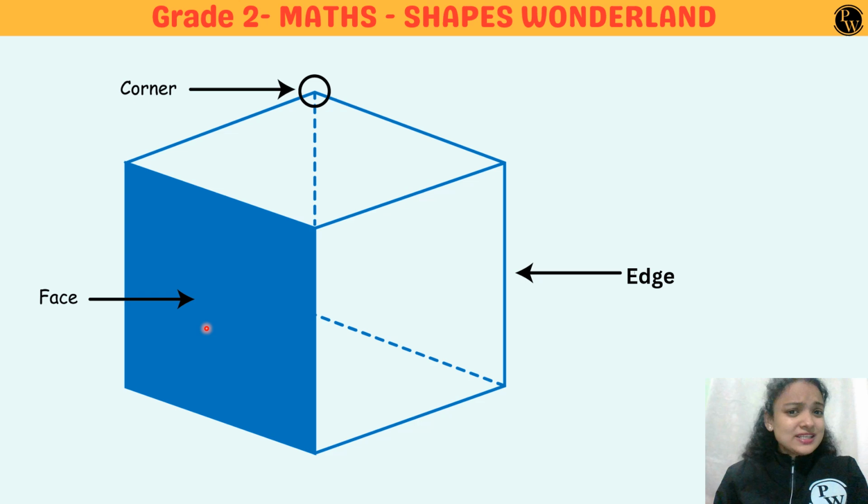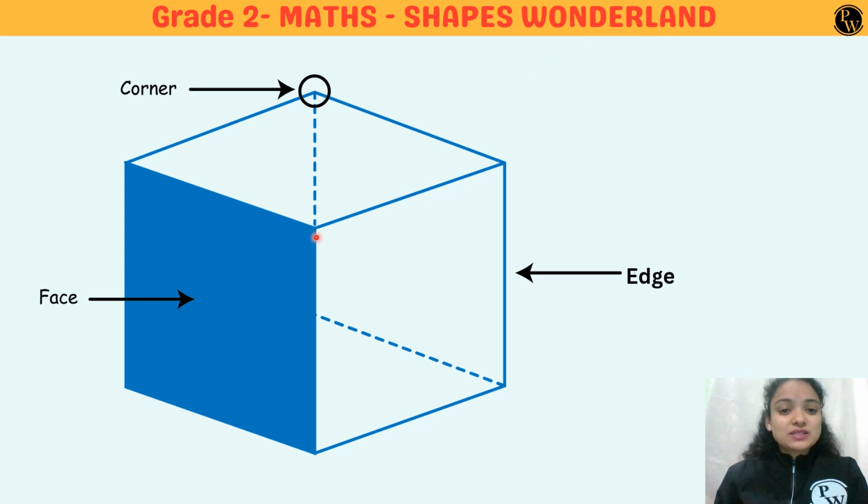Now, what are edges? Edges are the straight lines that form the boundary of the faces. For example, in this particular face, these four lines are the boundaries, right? They are forming the boundaries of this face. So, these four lines are the edges. Got it? Yeah. And corners are the points where three edges meet.